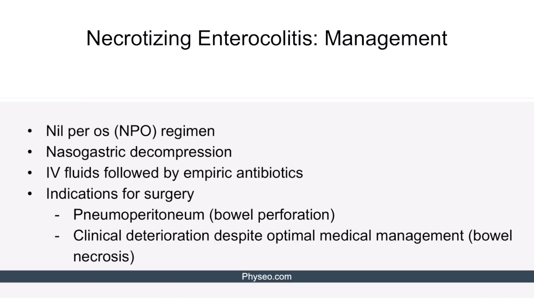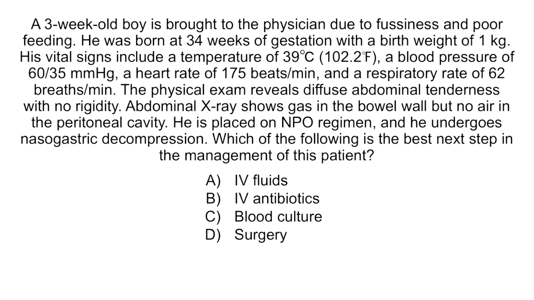Here's a slide reminding us of the management of necrotizing enterocolitis. Let's discuss why other options are incorrect. Option B, intravenous IV antibiotics, is incorrect because antibiotics are administered after a blood culture is obtained. IV fluids are prioritized to support this patient hemodynamically. Option C, blood culture, is incorrect because it's usually done after IV fluids are initiated. Finally, option D, surgery, is incorrect because it's performed when the patient has pneumoperitoneum or is deteriorating despite medical management. Therefore, one should first try medical management. And that concludes this section.